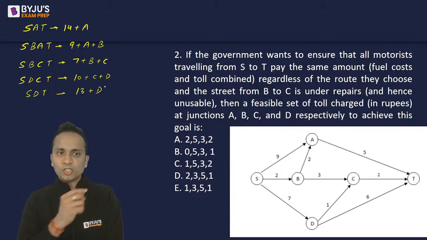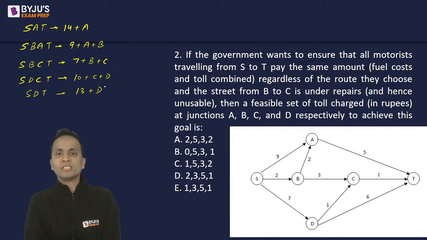All right. So these are the 5 routes that we'll have to consider. Let's look at the question. I hope you all must have read it. Now, if the government wants to ensure that all motorists traveling from S to T, from the starting to the end, pay the same amount regardless of the route they choose, and the street from B to C is under repairs, so this street is not available and hence unusable, then a feasible set of toll charged at junctions A, B, C, D respectively to achieve this is how much?